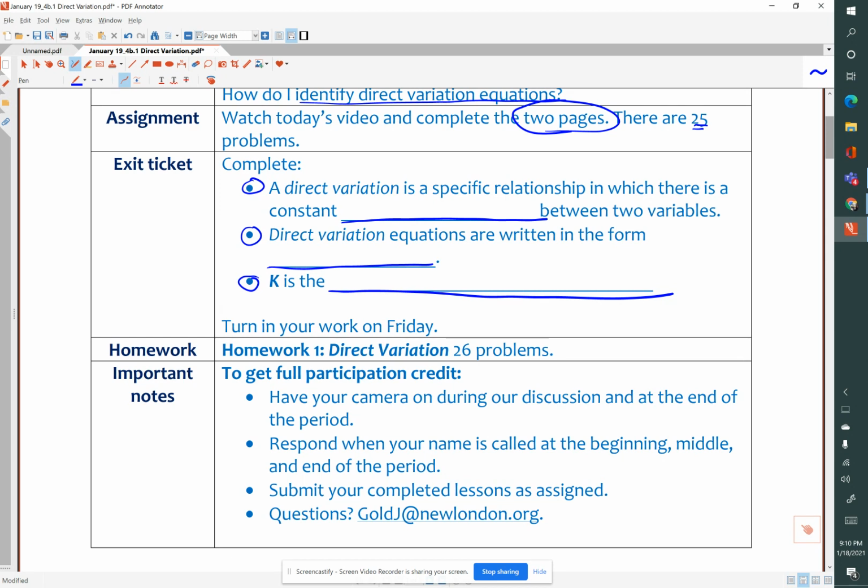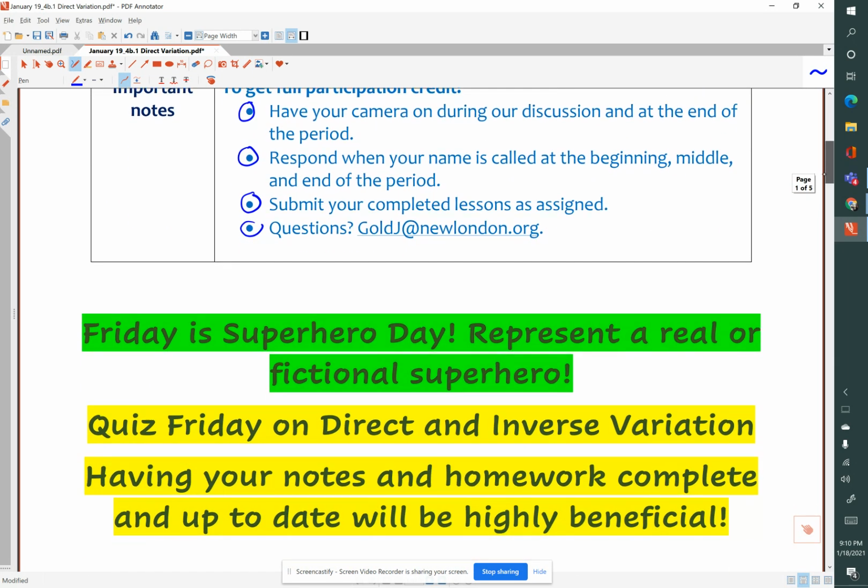So for tonight, you have 26 problems, homework 1, a direct variation. So you know what to do to get full participation credit. Your work will be due Friday. There's my email address if you have any questions.